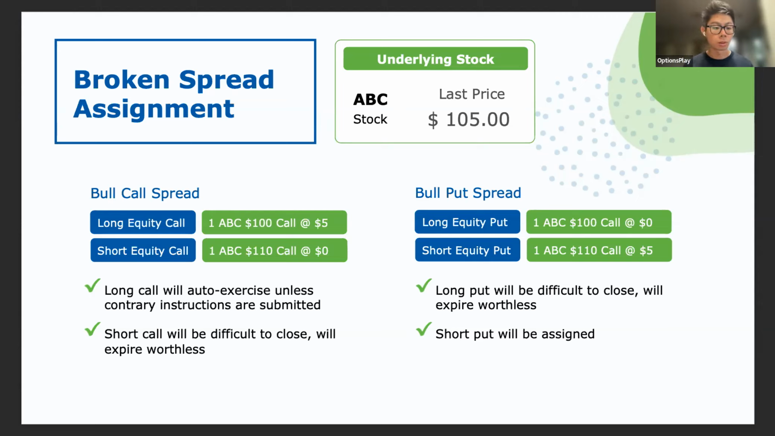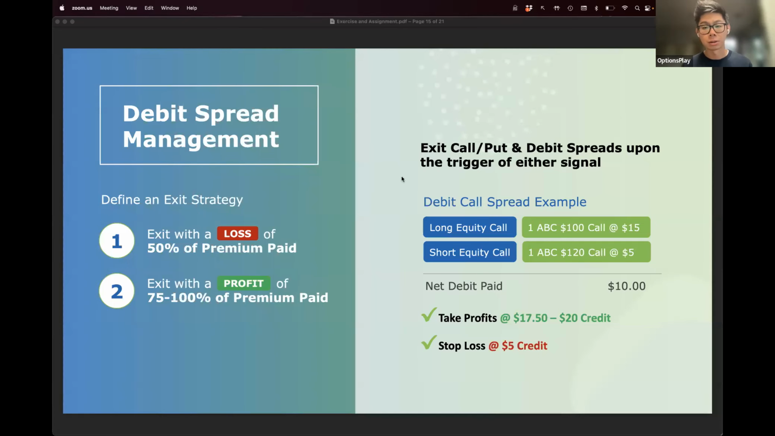Jess, I think this is a good time for me to jump in and discuss a little bit about managing these debit and credit spreads. I'm going to take over the screen sharing, and I'll give it back to you in a second.